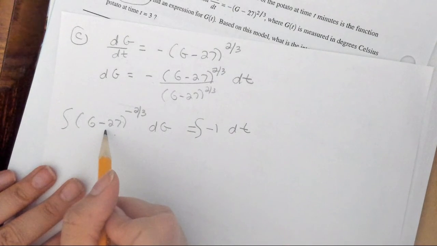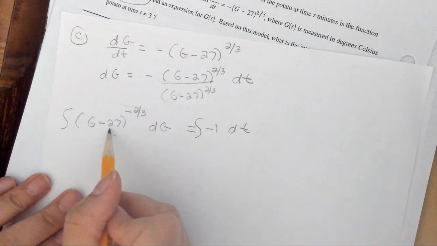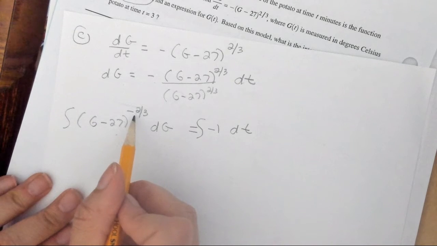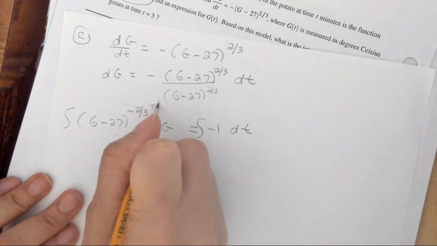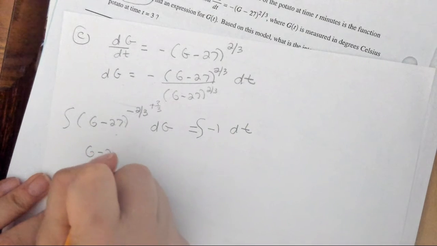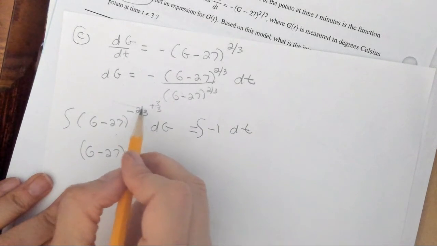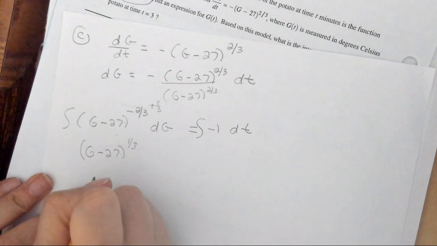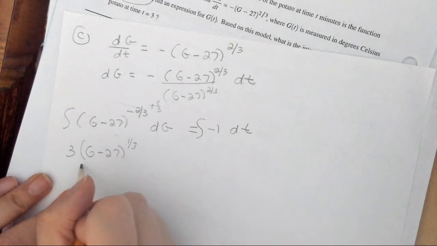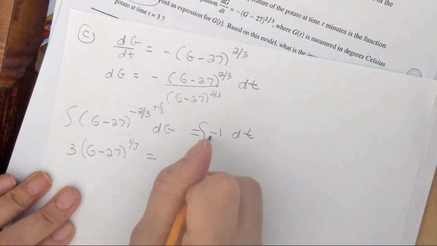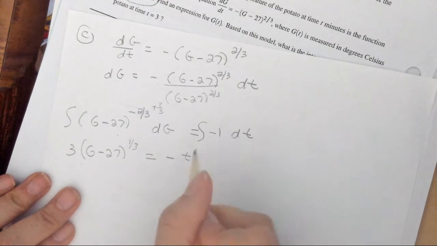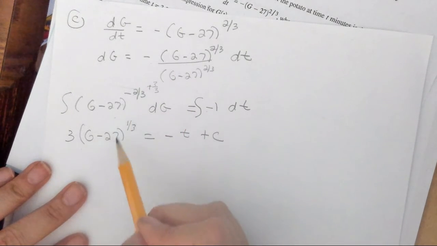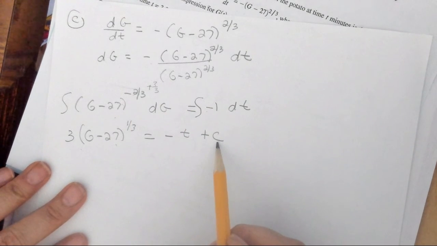I could use u substitution, but du will just equal dg. So I could just think of this as u being raised to the -2/3. This is just something being raised to the -2/3. So I add 1. I'm adding 3/3. And so I get (g minus 27) to the -2 plus 3, which is 1/3, over 1/3. If I'm dividing by 1/3, that's the same as multiplying by 3. So I'll just put my 3 here. Equals -1, well, that becomes -t. It's indefinite, so don't forget my plus C. So I separate, I integrate, I need to solve for C.